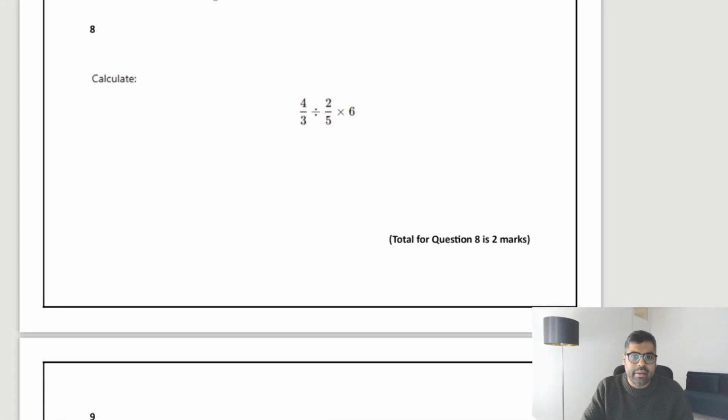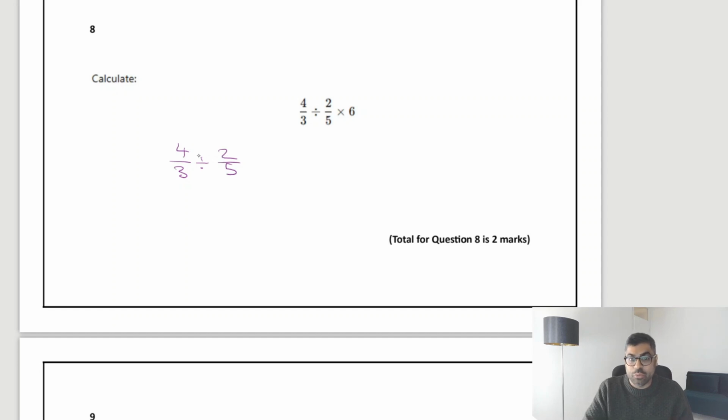Question 8 looks fairly straightforward. So we've got 2 fractions, then we're timesing it by a number. So we just really have to take this in steps. So let's do the first thing, which is let's solve this, and then we can focus on times by 6. So let's do 4 over 3 divided by 2 over 5. Especially at question 8, this is quite a dream question.